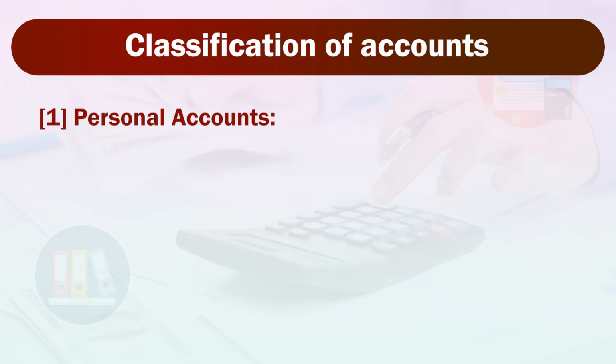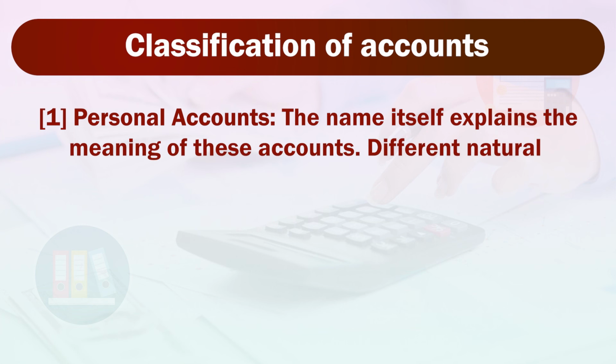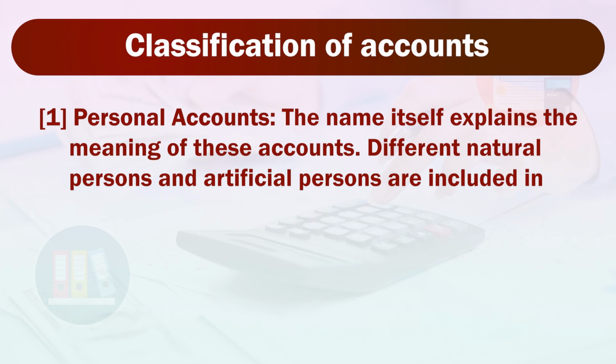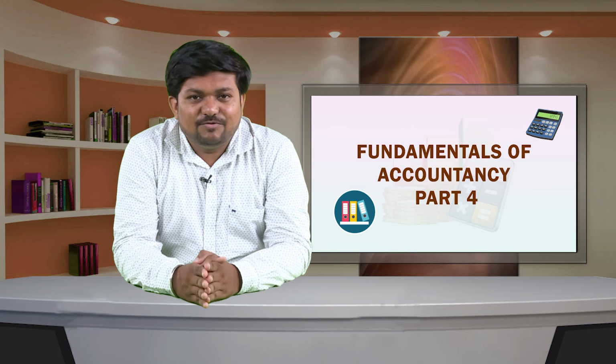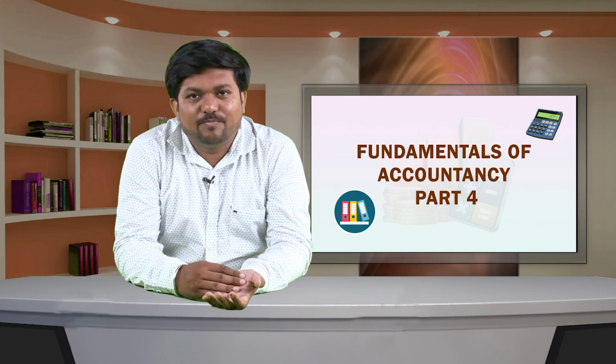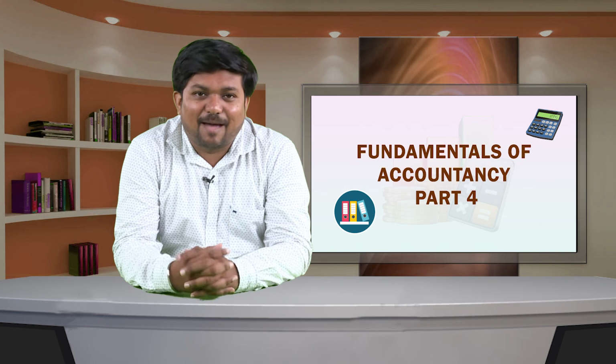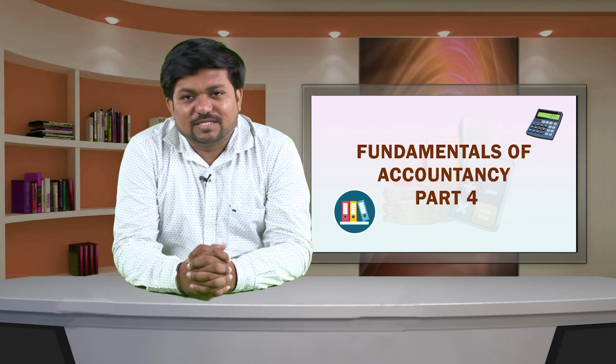The first is personal account. The name itself explains the meaning of these accounts. Different natural persons and artificial persons are included in personal account. These accounts include individuals, partnership firms, companies, cooperative societies, debtors, creditors, banks, capital, and drawings account.